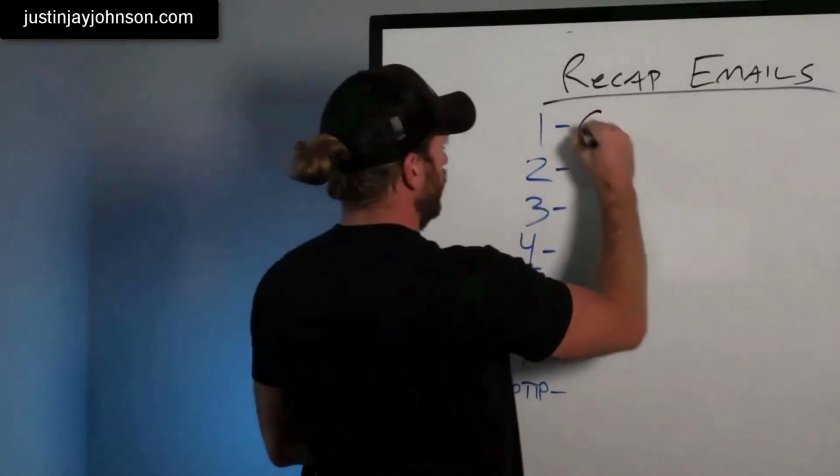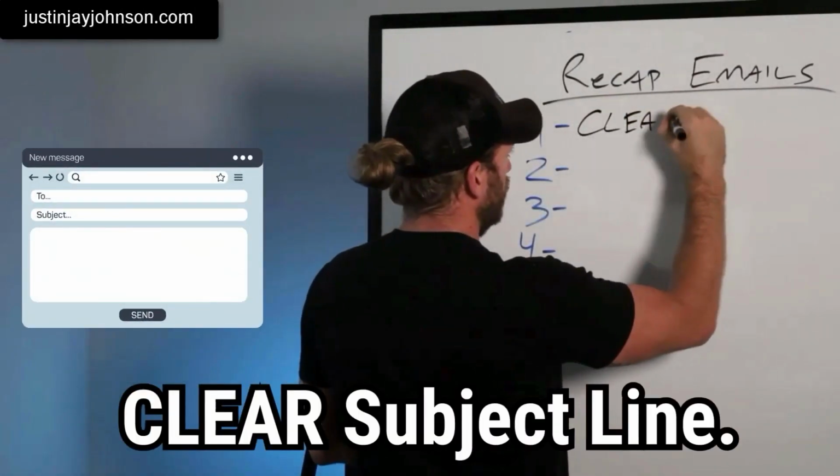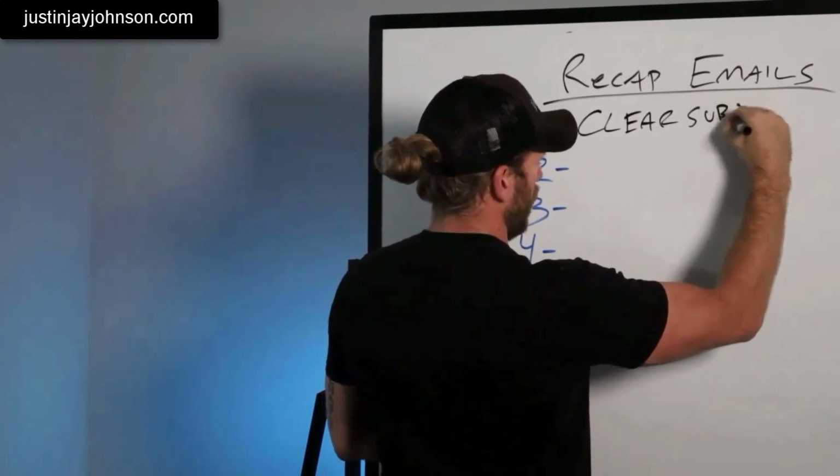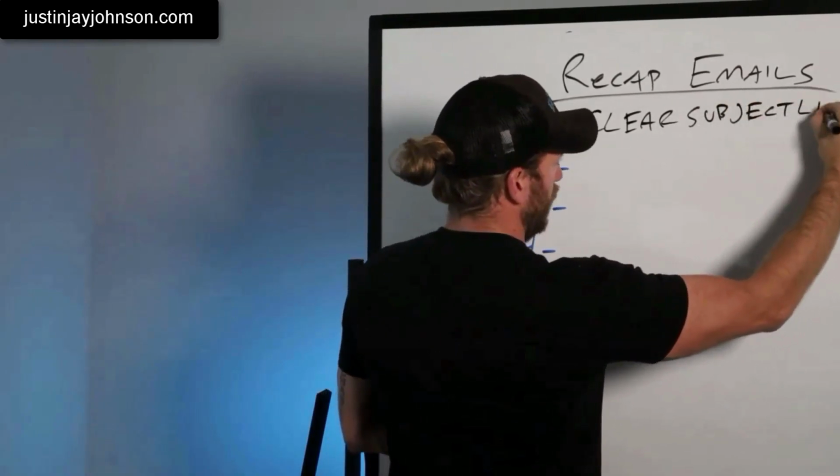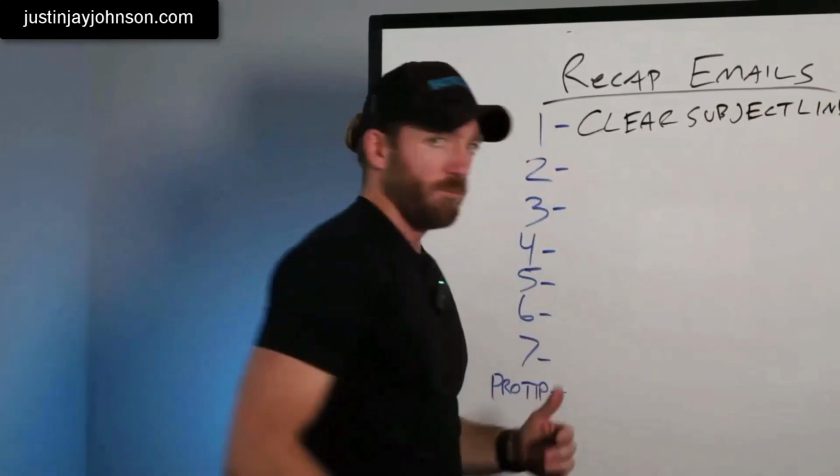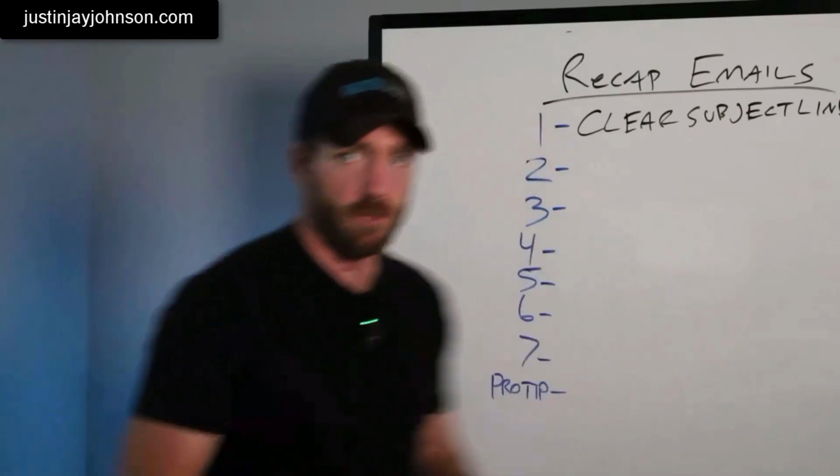Okay. So the 7 components. Number 1, you need to have a clear subject line. You don't want to be cute here. Make sure they know that the purpose of this email is a recap email. So: discovery, recap, and next steps. Don't try to be cute, be clear.